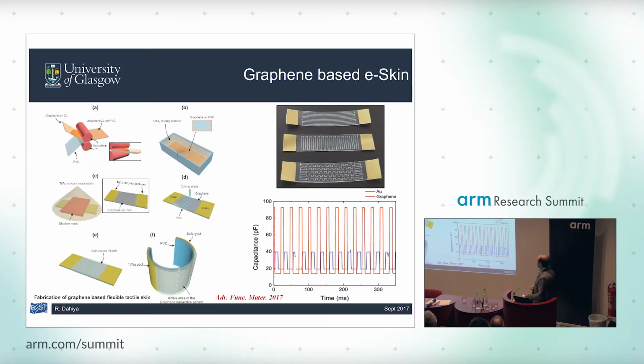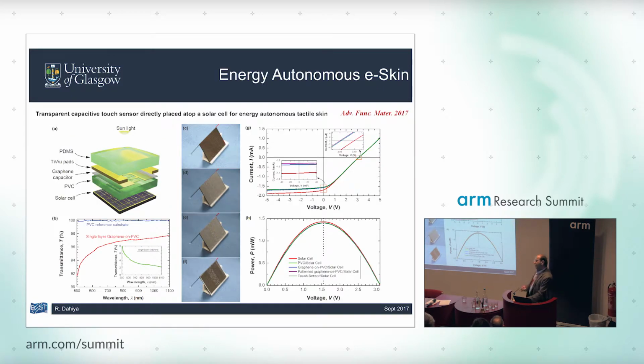In this case it is gold. We extended it further. Graphene is transparent. There were some questions about energy a while ago. Skin also needs a lot of energy. As the number of sensors increases, the energy requirement also increases. So what we did, we took advantage of graphene's transparency.